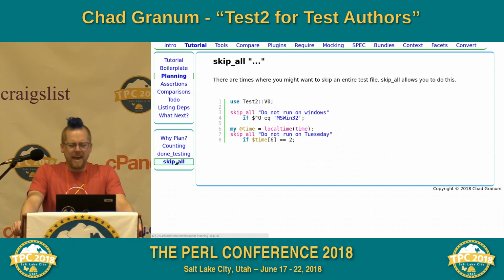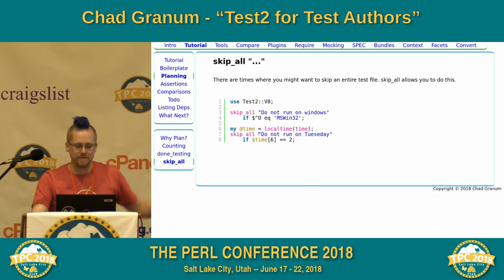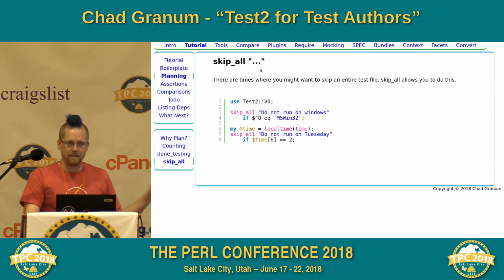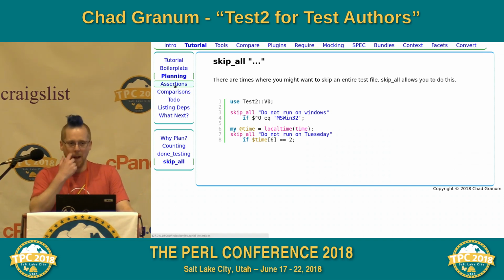Another way to plan is to say, hey, I can't actually run this test right now, such as if your test won't run on Windows. You can do this first example here, where you just skip all the tests if you're running on Windows. Or if you're really crazy, you can have a test that can't run on Tuesdays. So you can skip all if today happens to be a Tuesday. I don't recommend that. That's code smell. How about skip it, user ID equals Abigail. There we go.